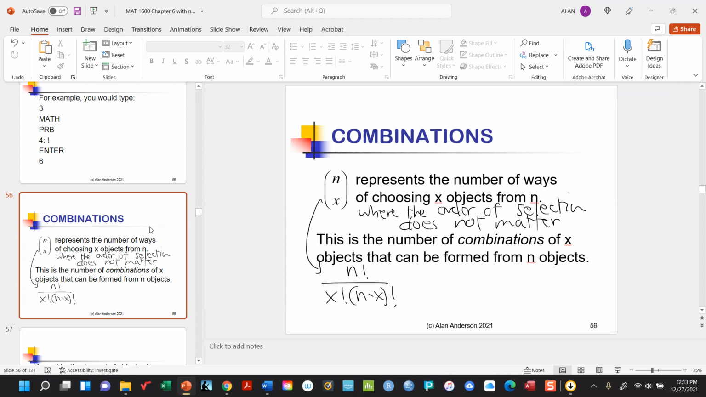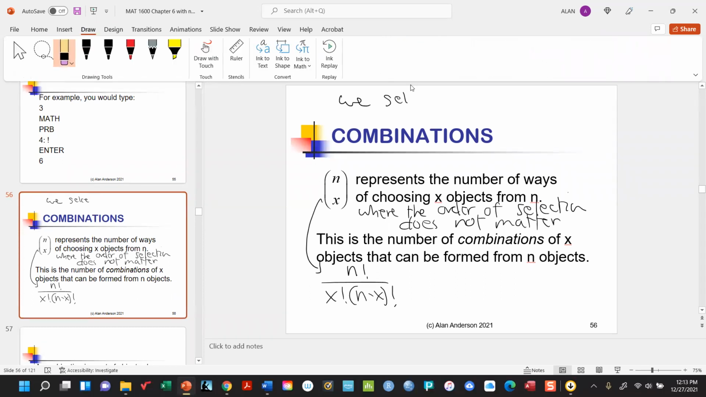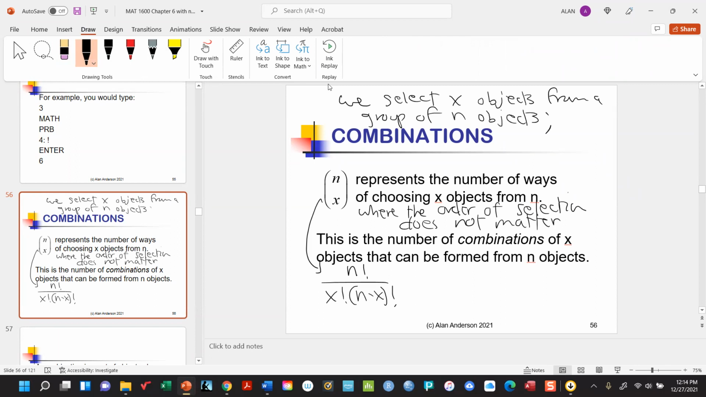This is what we're really seeing in the binomial formula, by the way. The factorials are important, but when we bring them together, what we're really after is these combinations. In other words, with these, you're selecting. So let me mention this up here. We select X objects from a group of N objects. Each selection is a combination.